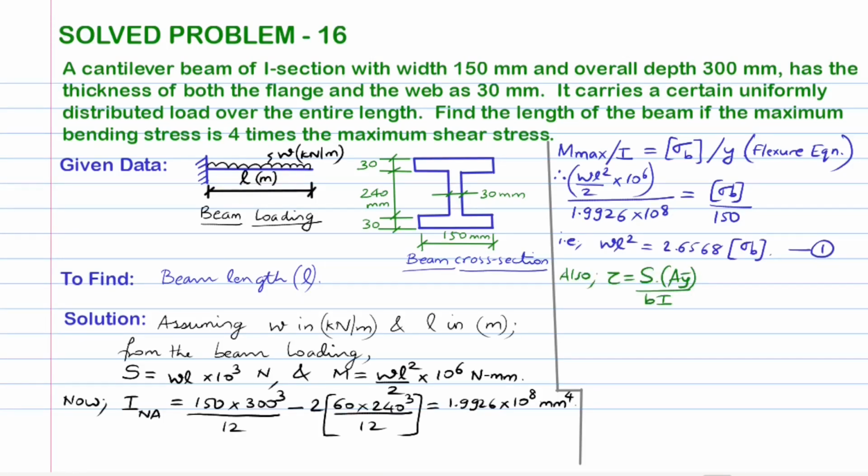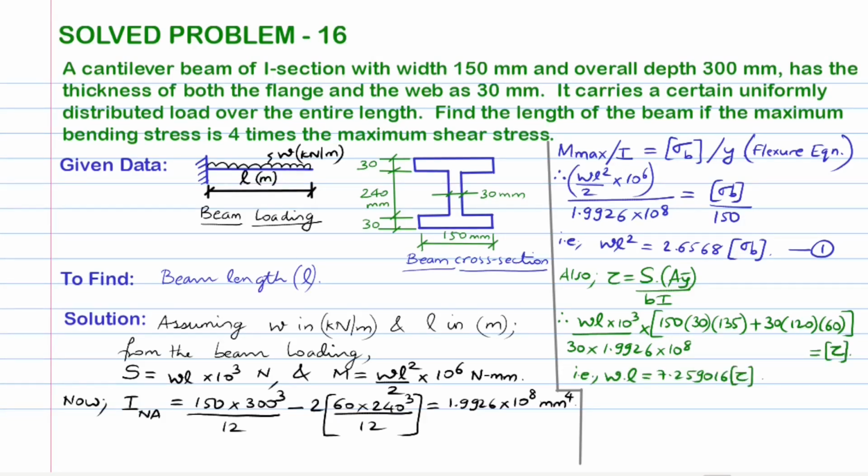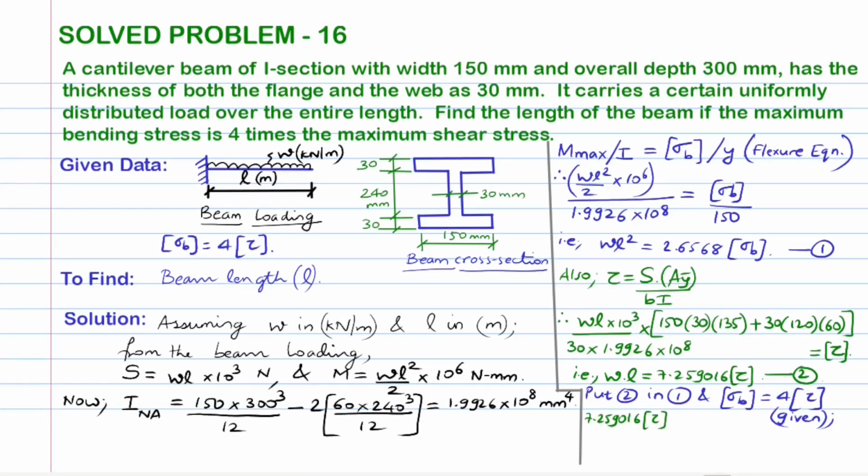Also, we have the shear stress formula simplifying to W times L equals 7.259016 times the permissible shear stress. Let's denote this as equation 2. Inserting equation 2 in 1 and using the given relation between the permissible stresses, we simplify it further and get the length of the beam as 1.464 meters.